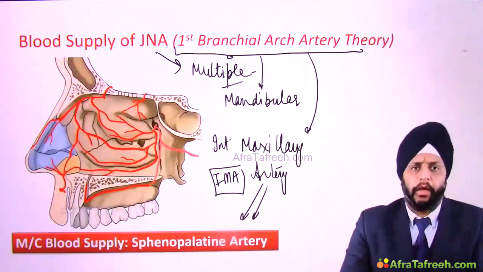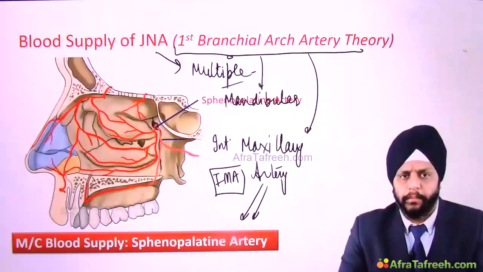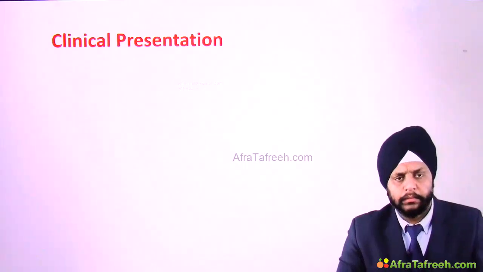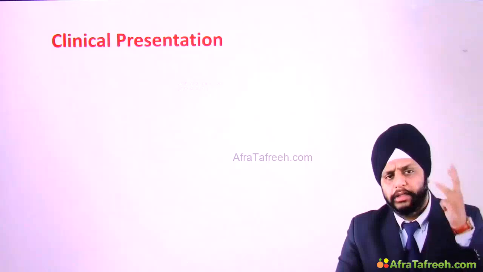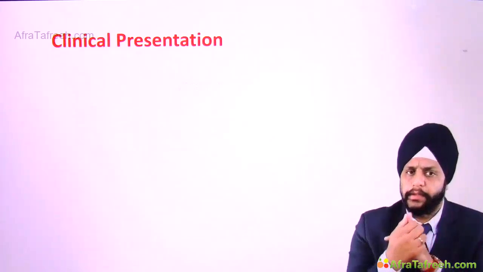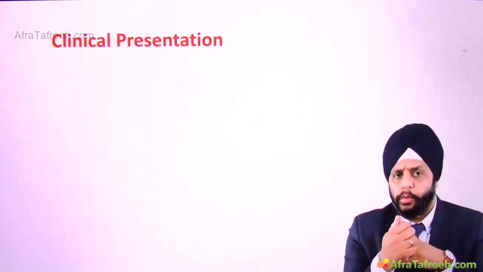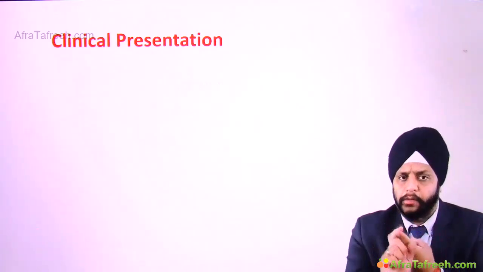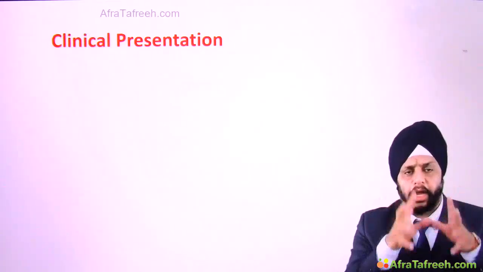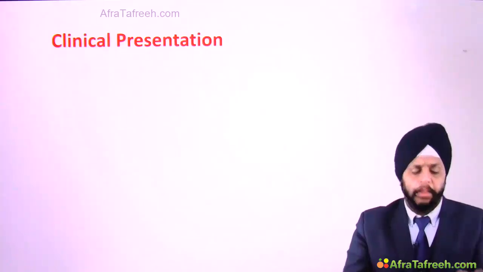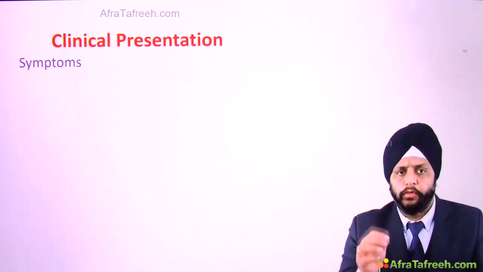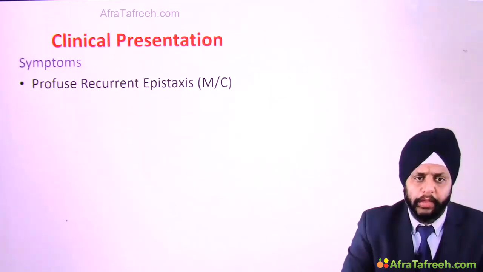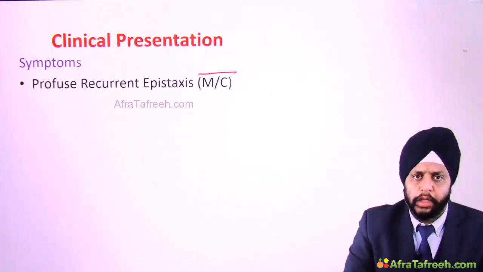Right? Okay. Now, how will this patient present? How will this patient of JNA present to you? As you have understood, this JNA has 3 things. Number 1, it has multiple blood supplies. Number 2, there is no true capsule. And number 3, there is no tunica media. Okay, very important, there is no tunica media. That means if the bleeding starts, it will not stop. Patient has profuse recurrent epistaxis. This is the most common presentation of JNA, profuse recurrent epistaxis.